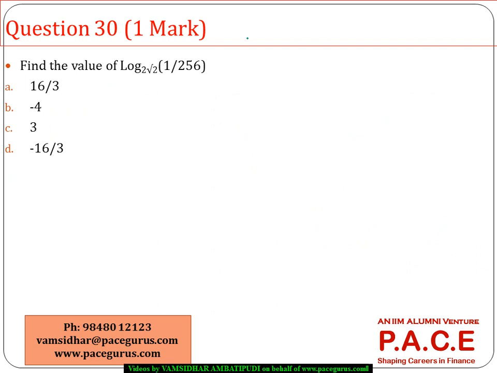Find the value of log of 1 by 256 to the base 2 root 2. 1 by 256 I can write as 2 to the power minus 8, and 2 root 2 I can write as 2 to the power 3 by 2. So this is nothing but minus 8 by 3 by 2, working out to minus 16 by 3, making me mark D as the option choice for this question. So I'm going ahead with D as the answer choice here. Let me move on to the next question.